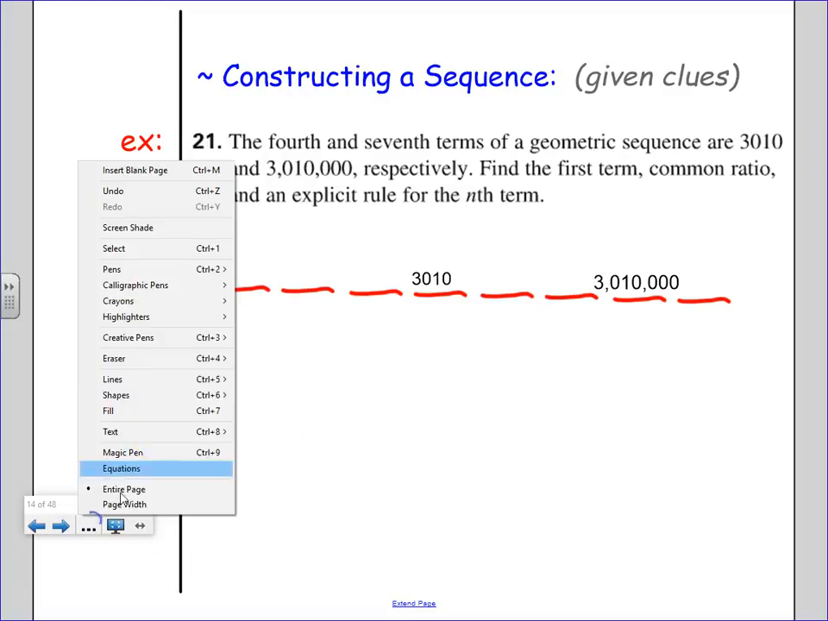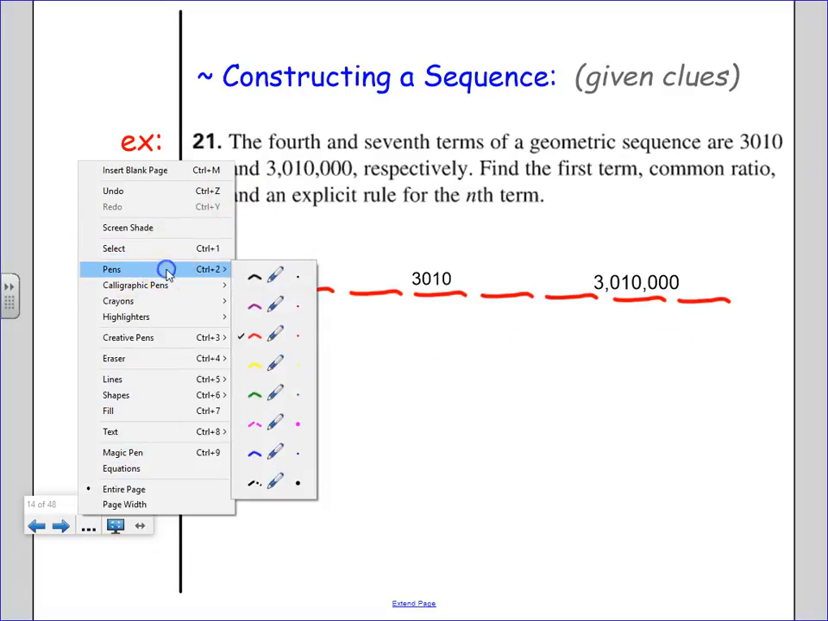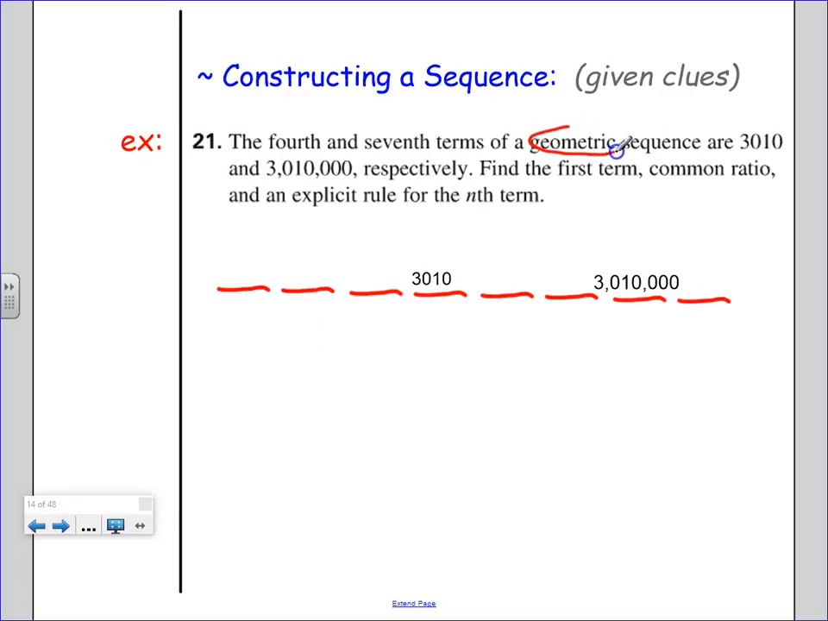Alright, what's going on? They told us, what's the clue? If they hadn't told us, we would have been totally sunk. Where do we start? Geometric. Which means, in order to get from one to the next, what are we doing each time? Multiplying by 10, a common ratio, and in this case, you can say add a 0, add a 0, add a 0. Does it work? Yes. So our common ratio, if you wanted to do it mathematically, you could have thought of your 3,010,000 divided by 3010.